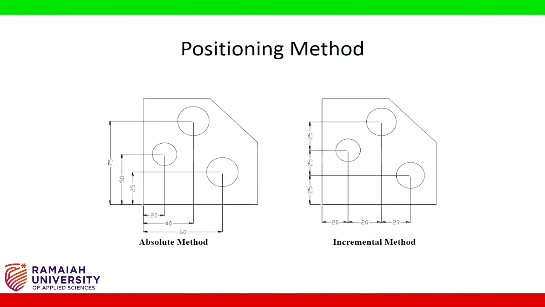Positioning method. There are two positioning methods, namely absolute method and incremental method. Absolute dimension method: data in the absolute dimension system always refer to a fixed reference point. Incremental dimension method: when using the incremental dimension system, every measurement refers to a previously dimensioned position.